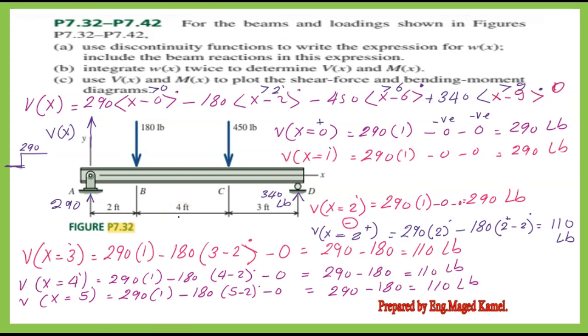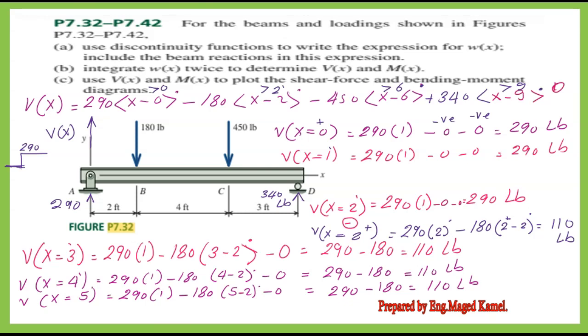We consider x equals 2 plus, or a small amount more than 2. So V of x at 2 plus equals 290 multiplied by 2 minus 180 multiplied by (2 plus minus 2) raised to the power of 0. It would be considered positive, so we have 290 multiplied by 2 raised to the power of 0, equal to 290, minus 180 equals 110 pounds.